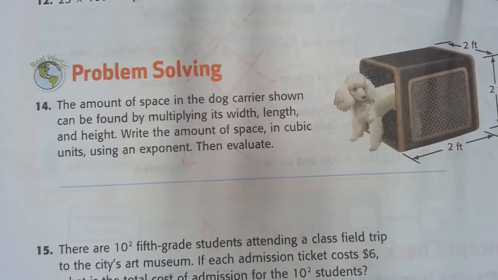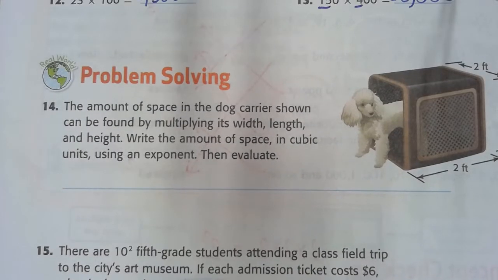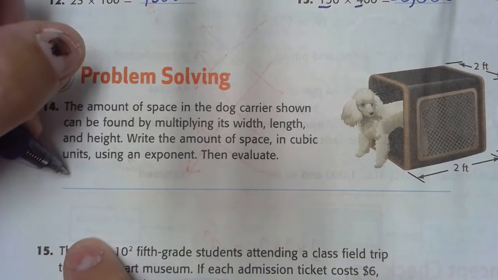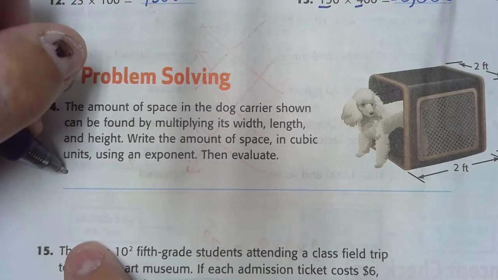The amount of space in the dog carrier shown can be found by multiplying its width, length, and height. Write the amount of space in cubic units using an exponent, then evaluate. So we got 2 things there. We have to write it as an exponent and we have to find the answer. So Asher. Is what?